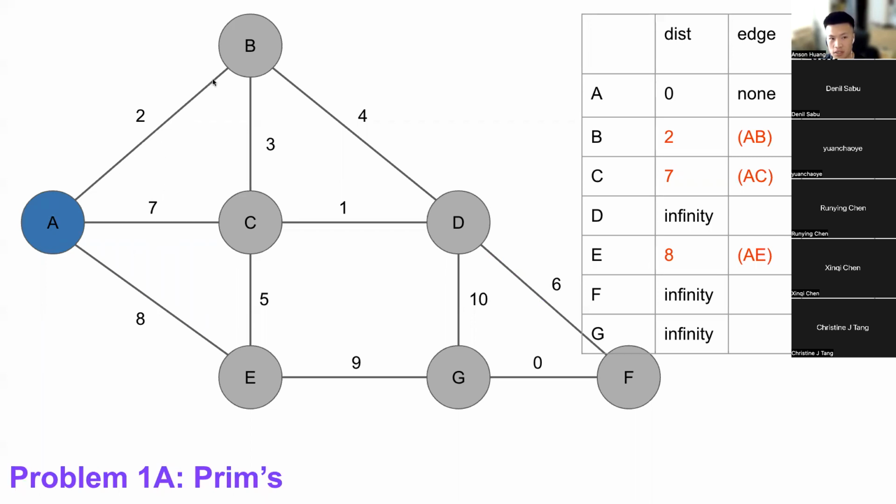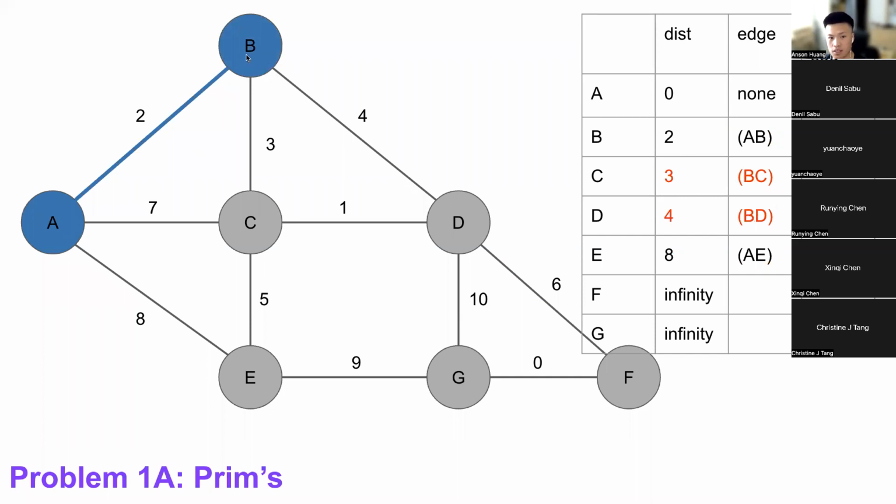So I can go to B. I can go to C. I can go to E. So next up, I'm going to choose to go to B, because that's the shortest distance, the node I can go to that costs the least. So I go to B.